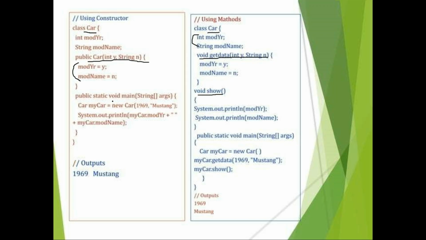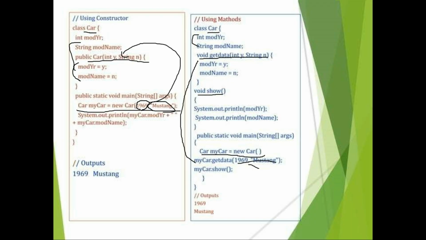We have a main method. In this main method, we are creating an object for the Car class. We pass the values to the argumented or parameterized constructor, and the values are assigned, initialized to the variables. In the other program, we pass the values with the getData method, and we are assigning the values with that method.